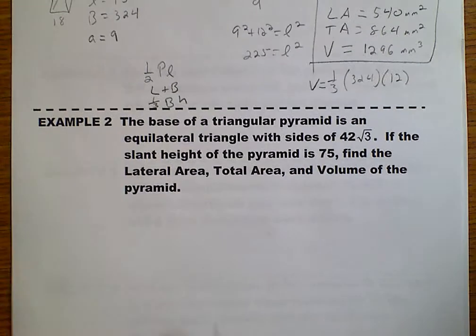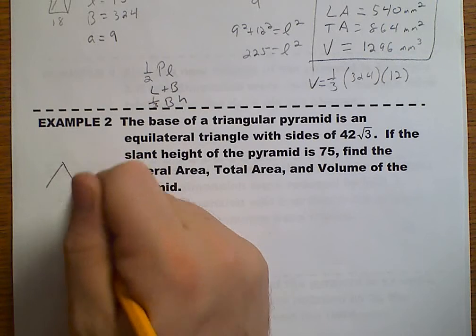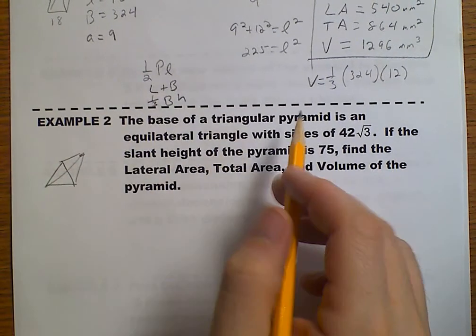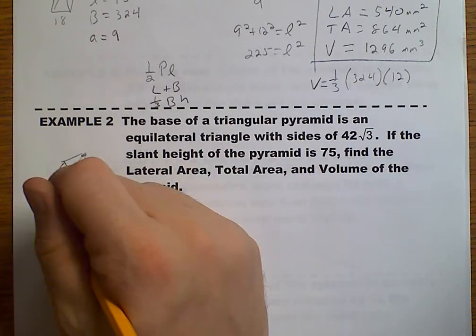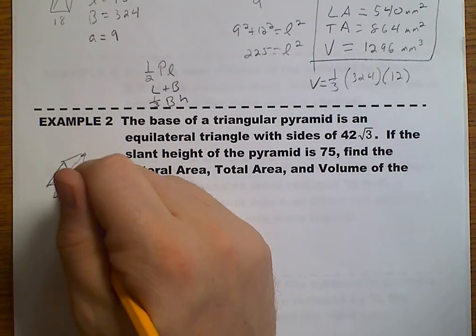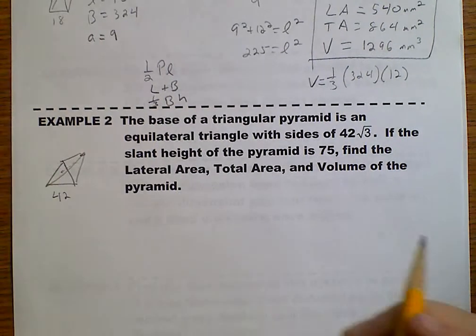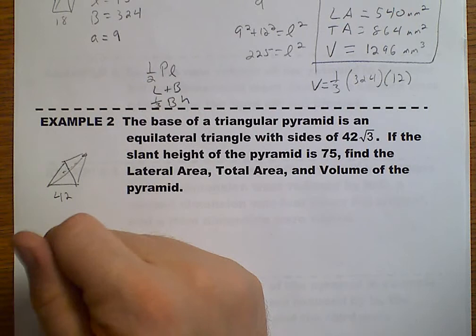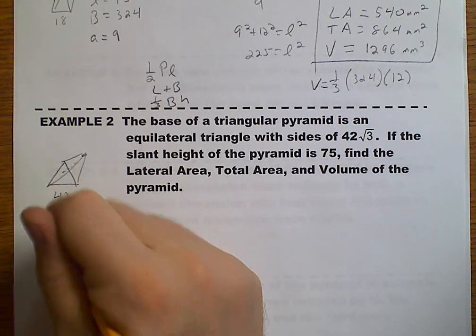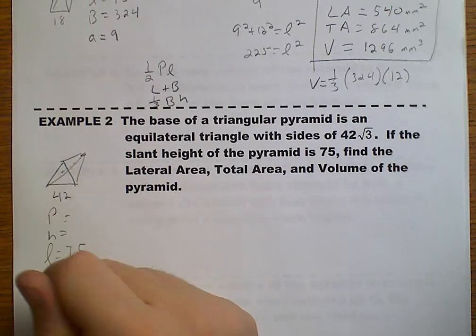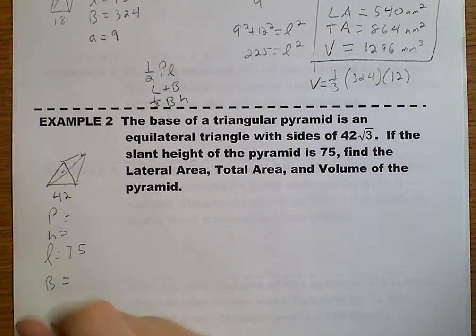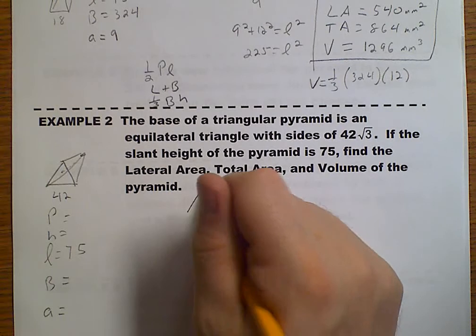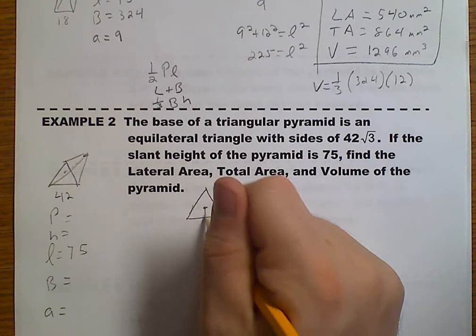Here we have a triangular pyramid. It's an equilateral triangle with sides of 42. And it says the slant height is 75. Well, I still need my perimeter, my height, the area of my base, and I'm going to need my apothem to get some of that. So I'll draw my equilateral triangle, find my apothem.